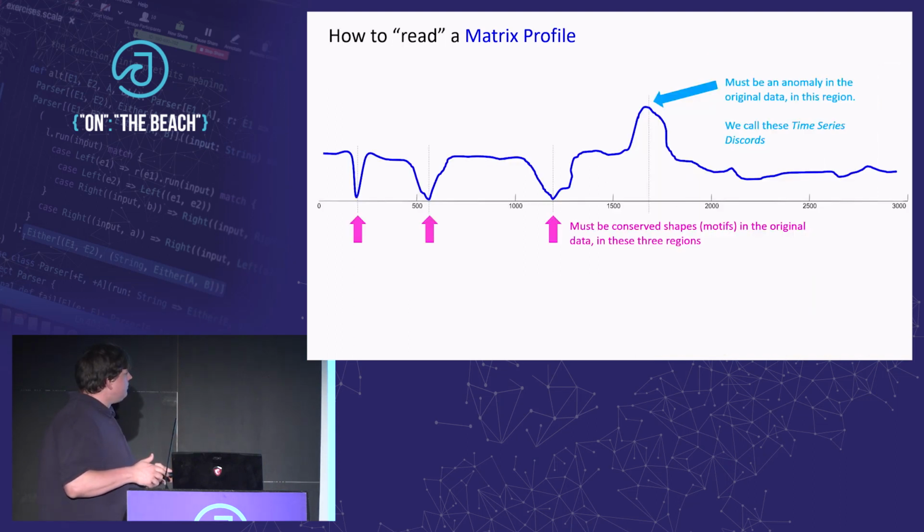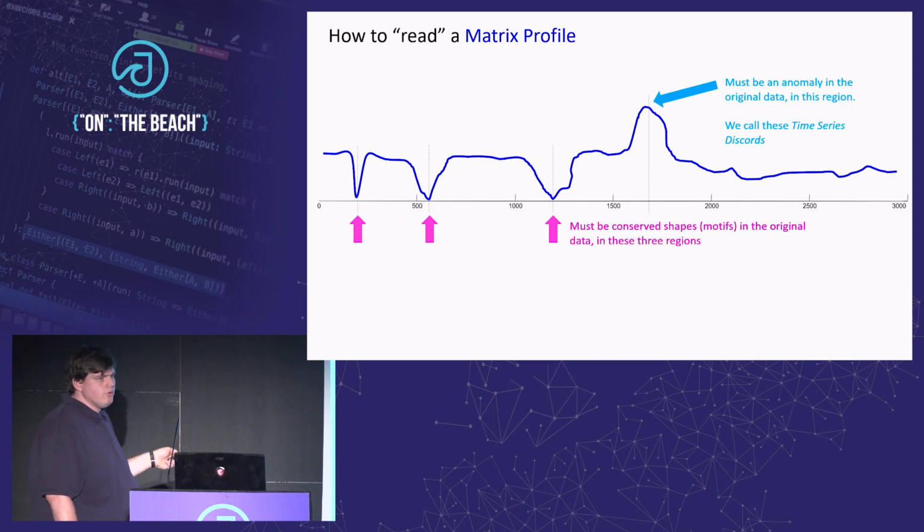So let me go over how to read a matrix profile. I talked about this a little bit earlier, but essentially you have high regions in the matrix profile. I haven't plotted the original data here, but high regions correspond to anomalies. These are subsequences whose nearest neighbor was nowhere nearby anything else in the data. And so this implies that this is an anomaly.